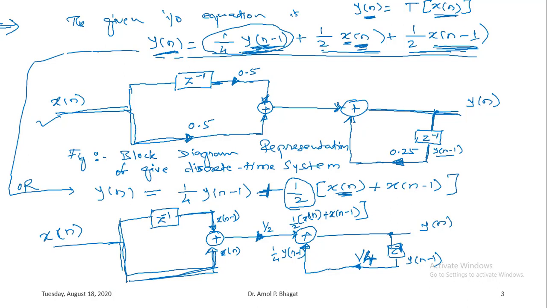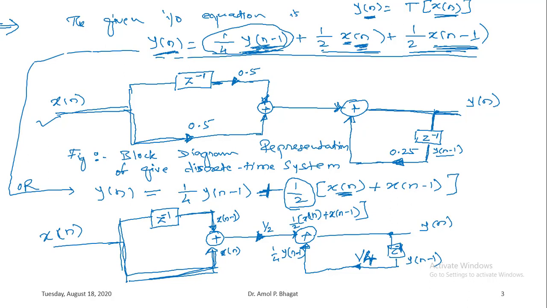So this is another realization of the same input output equation, but the difference between these two realizations is that in the previous realization I was using three constant multipliers, and here I am using only two constant multipliers. So one element has been reduced. Obviously, when you reduce the number of elements, the cost of realization is reduced.